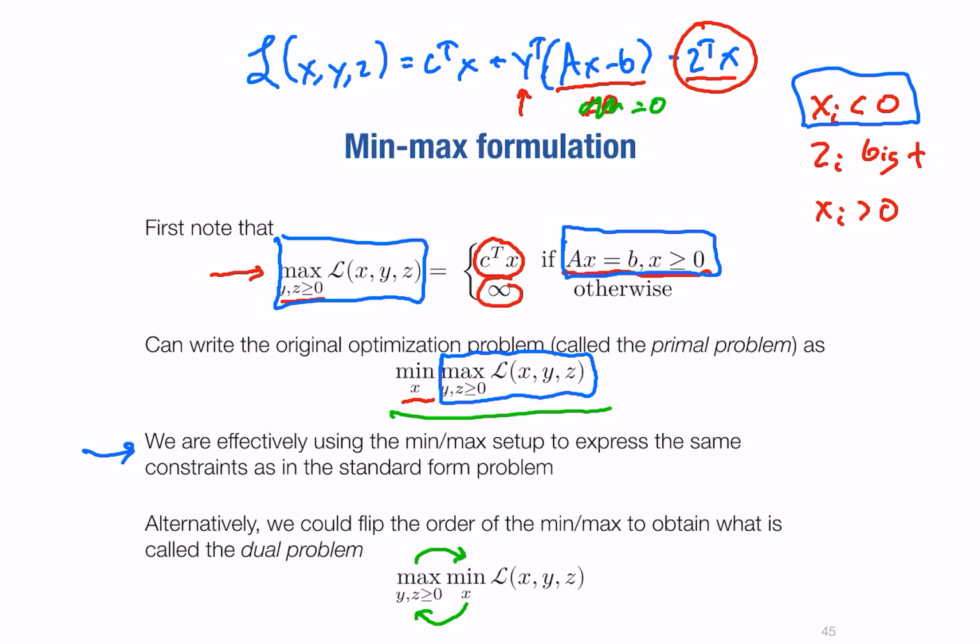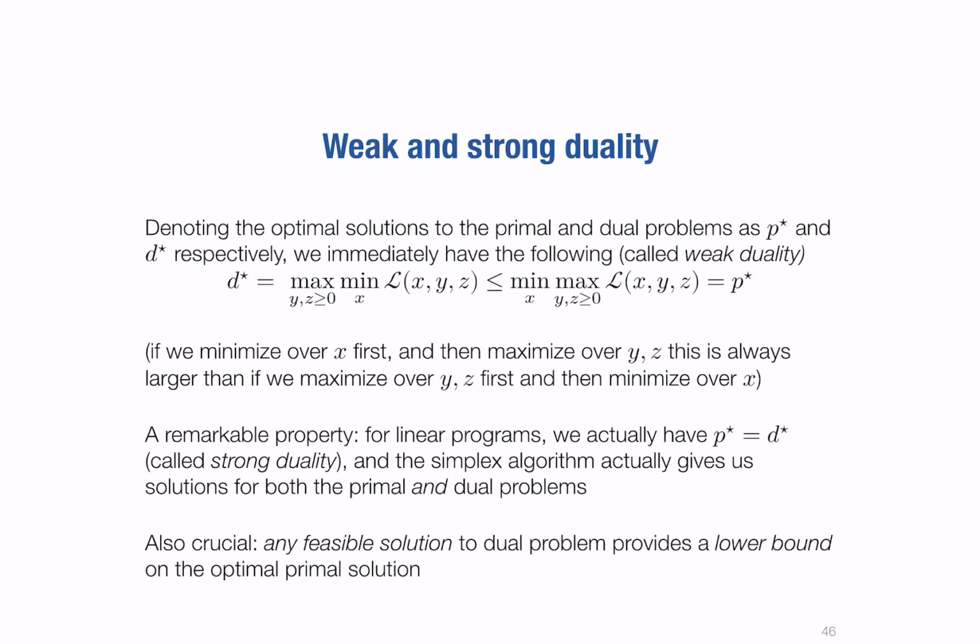And so far it isn't really clear what this is doing. But swapping the min and max optimization order is actually a really important thing in the context of convex optimization and linear programming. So let me dive into that a little bit.